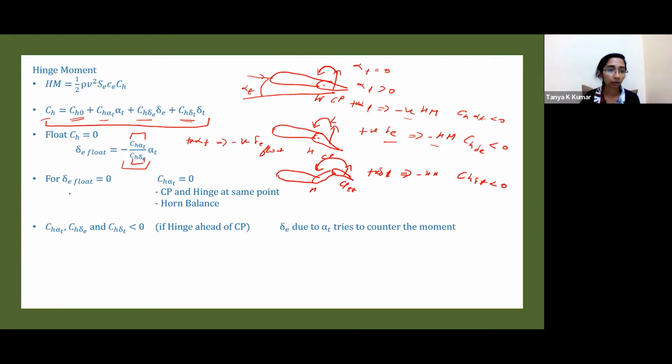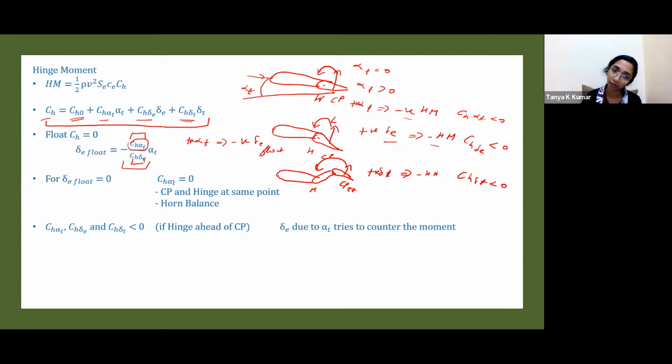Okay. So now for the no float condition, where the delta E float is 0, it means the required and the float are the same value. So for the delta E float, if you require the elevator to not deflect at all, that is delta E float 0, this is achieved how? CH alpha T, this term has to be 0. Then only you will get delta E float as 0, because alpha T changes, right? So if CH alpha T is 0, then you get 0 delta E float.